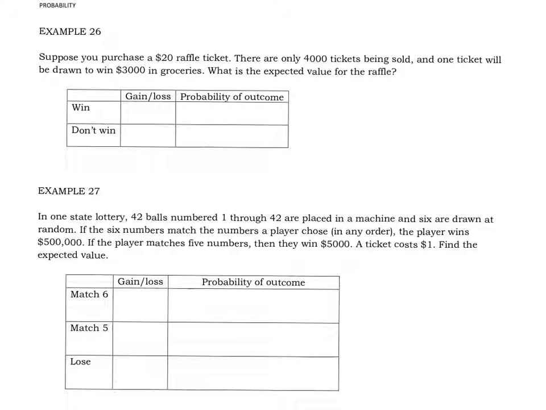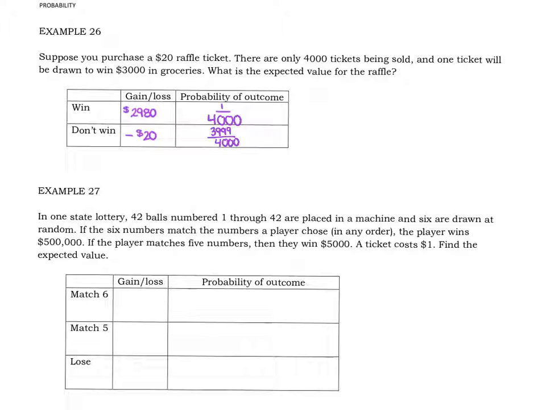So, if you win, if yours is the ticket that's drawn, again, you paid $20 for your ticket and you get $3,000 in groceries. That will be a $2,980 overall gain for you, just taking out that $20 purchase price. If you don't win, you lose your $20, or a negative 20. The probability of winning that raffle is 1 out of those 4,000 tickets that were purchased. The probability that you don't win is 3,999 out of the 4,000 tickets that are not going to be drawn.